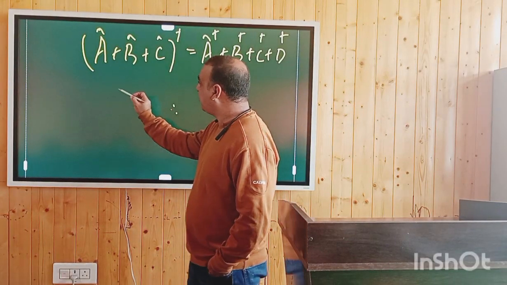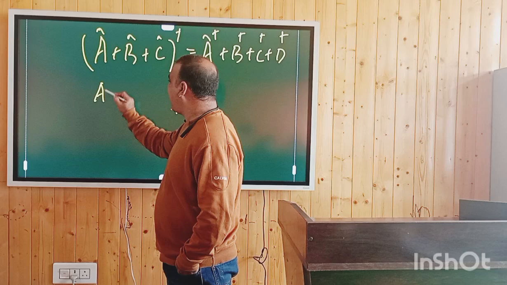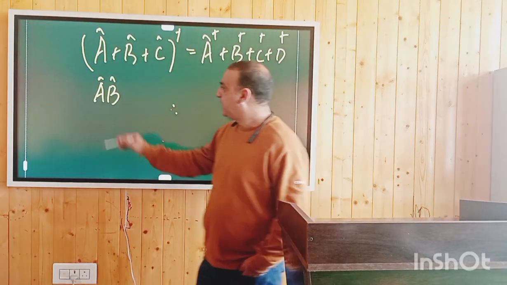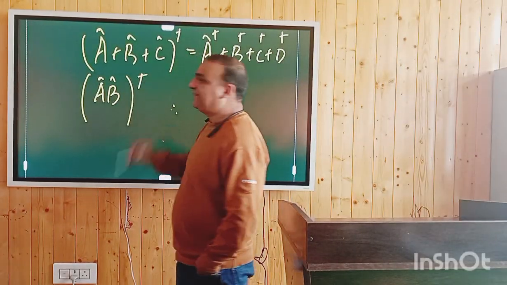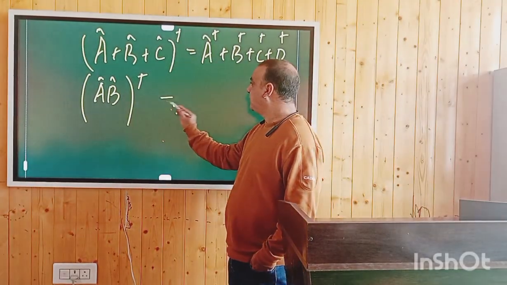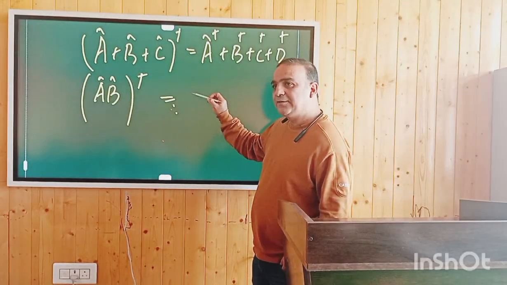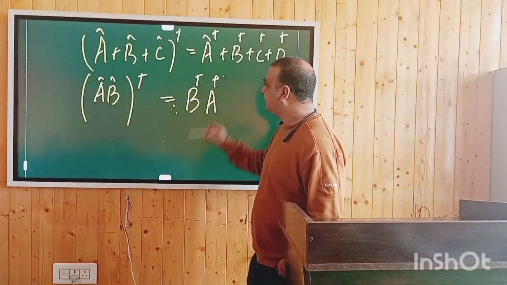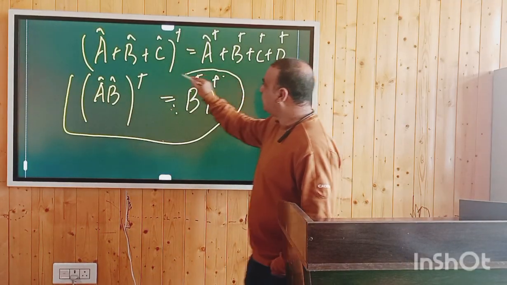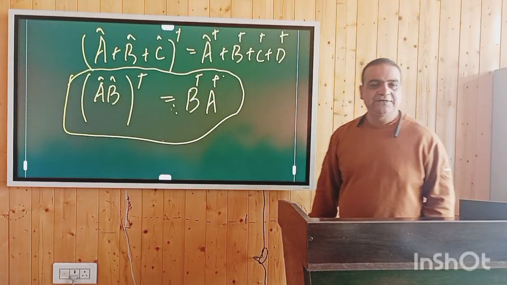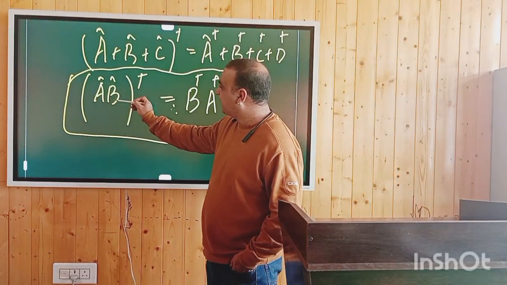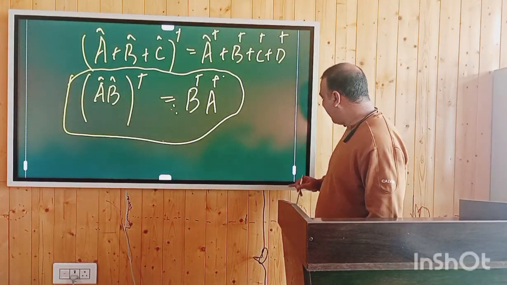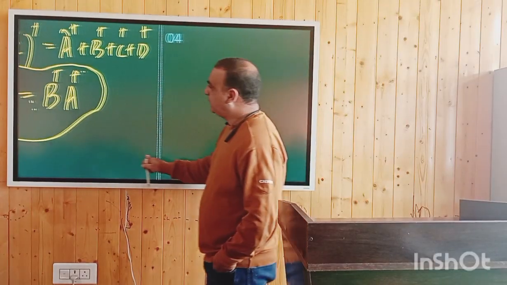Okay, there is another important property. If I have A and B, the product of the two operators, raised power dagger. Now what is this equal to? B dagger and A dagger. Now, let's try to prove this. Let's try to prove that A operator times B operator raised power dagger is equal to B dagger and A dagger.